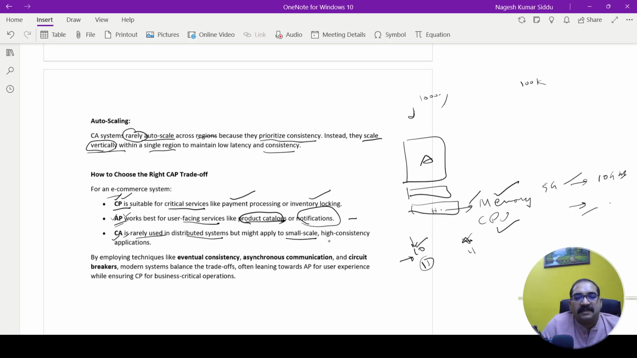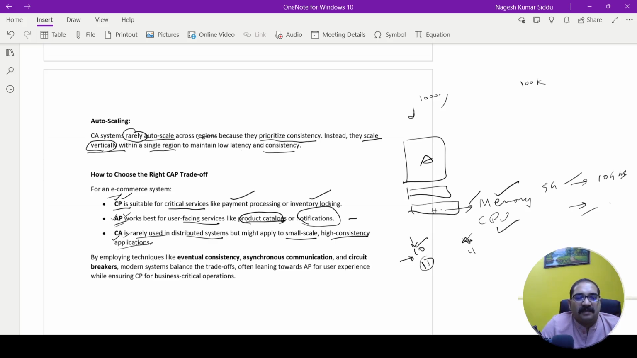Now another example is where consistency and availability is rarely used in distributed systems, but may apply to small scale, high consistency applications. So if you are building a small application with a high consistency requirement, then you go for a monolithic kind of application where partition tolerance is compromised.